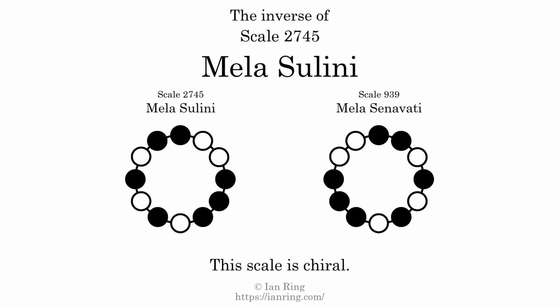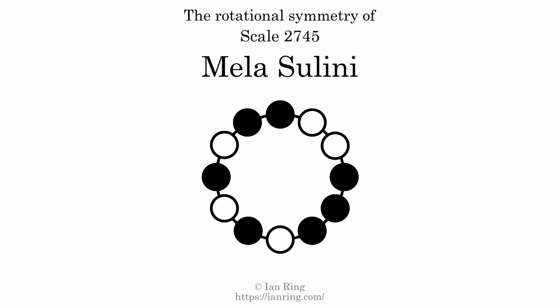The inverse of a scale is a mirror image. It is what you get when the sequence of intervals is reversed. The inverse of this scale is scale 939, also known as Mela Sulini. This scale is chiral. It cannot transform into its inverse by rotational transformation. This scale has no rotational symmetry.